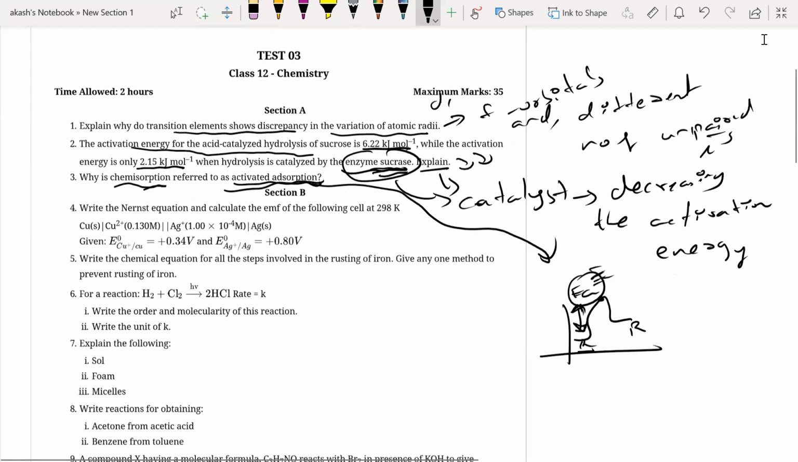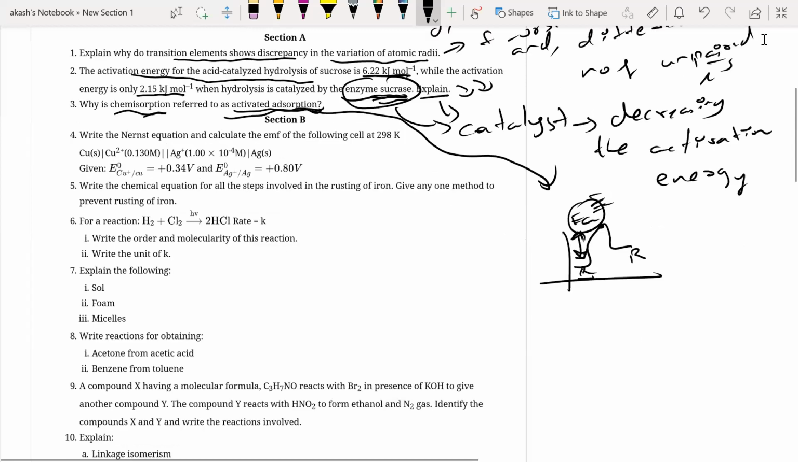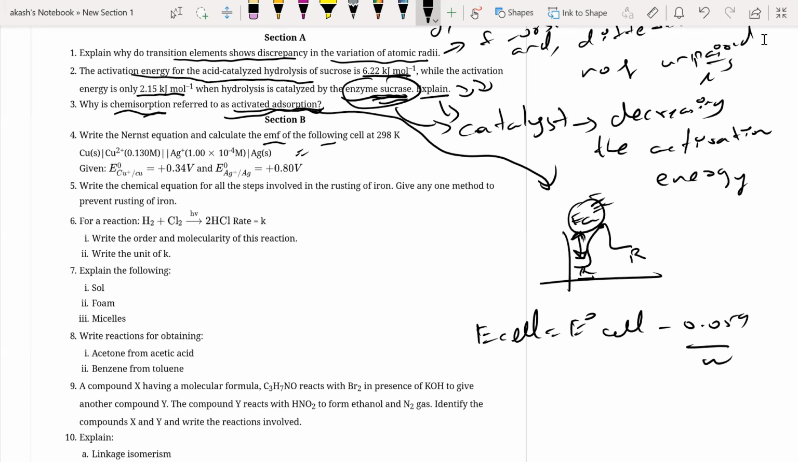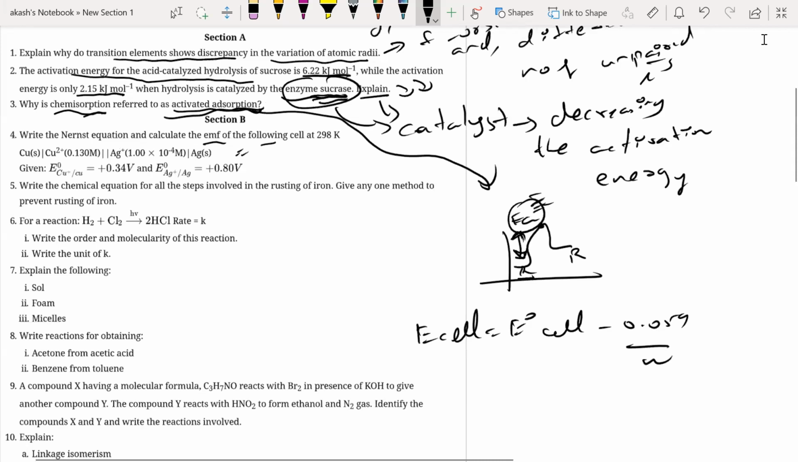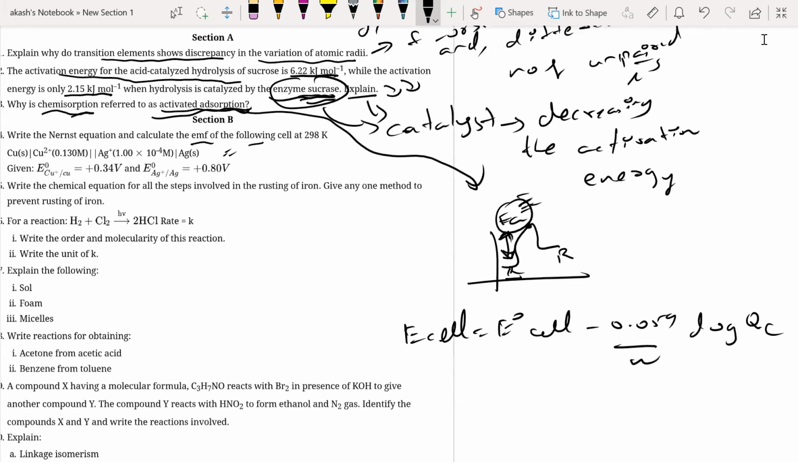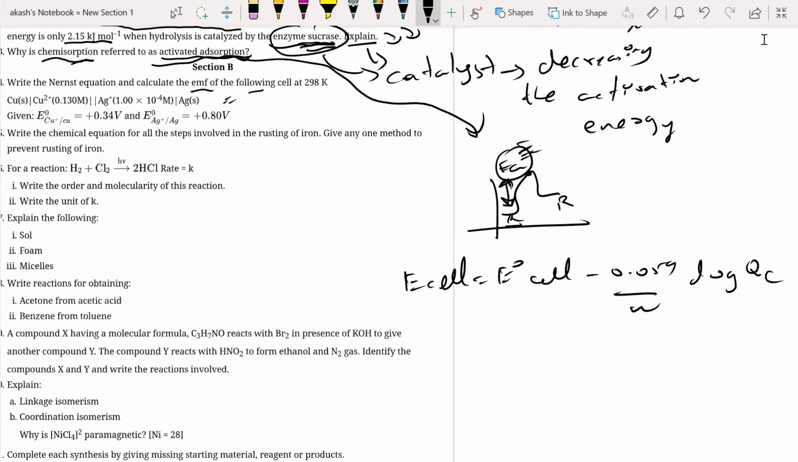Next. Write the Nernst equation and calculate the EMF of the following cell. You have to write the Nernst equation and calculate the E cell. Very easy question. All that we need to know is E cell is equal to E naught cell minus 0.059 by n into log of Qc. This is the equation. First let us calculate E naught cell. E naught cell is equal to E naught of cathode minus E naught of anode.